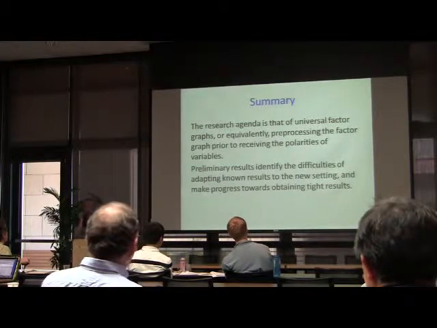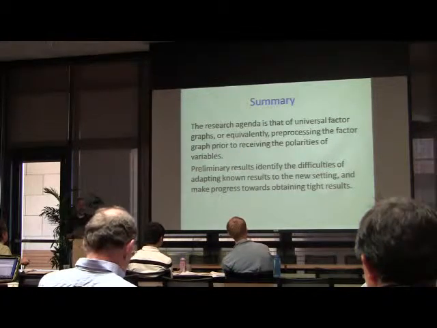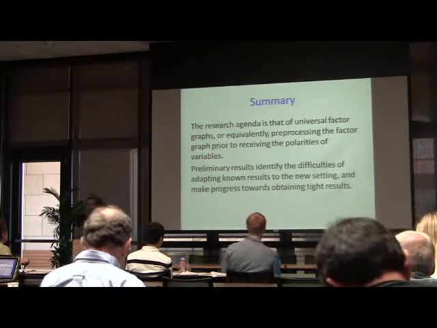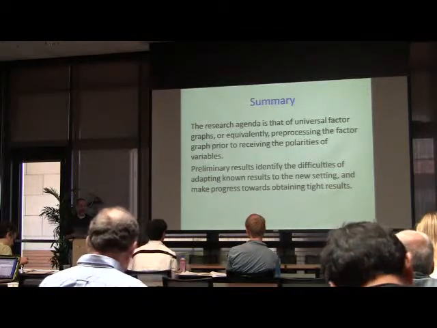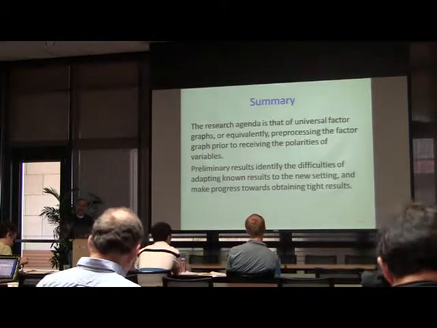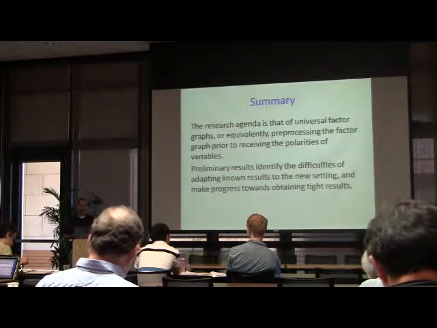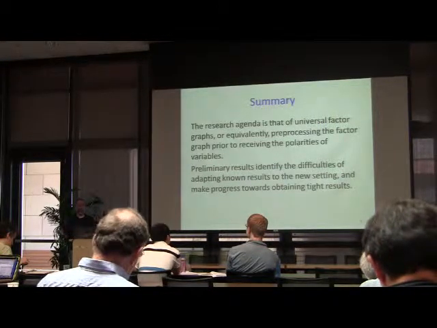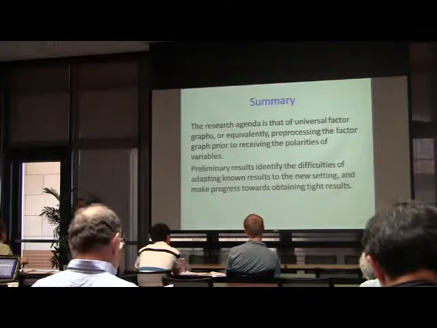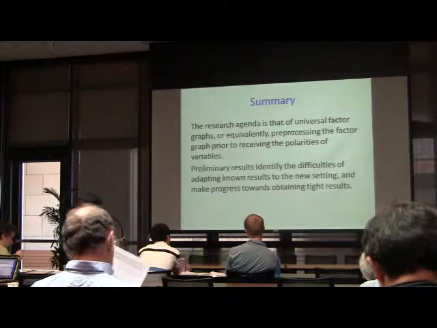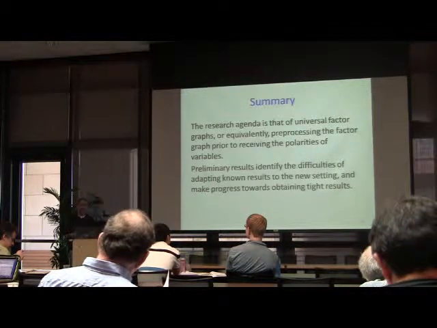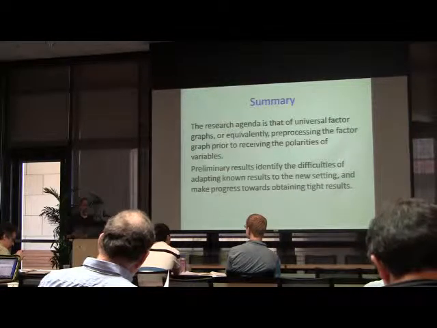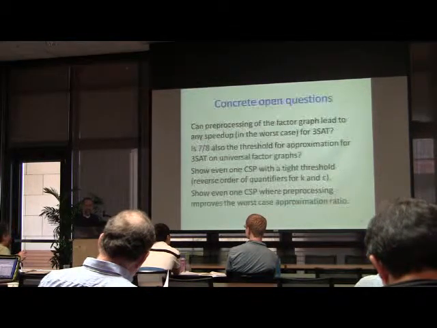Okay. So to summarize, the research agenda that we have here is that of universal factor graphs, which is the same as preprocessing. You first get the factor graph, you're allowed to preprocess it, and then you get the polarities. In our preliminary results so far, we managed to adapt some of the previous results to the new setting, and we see where the difficulties are in adapting other results. And we make some progress towards obtaining tight results.